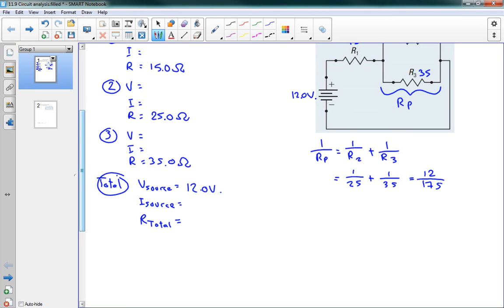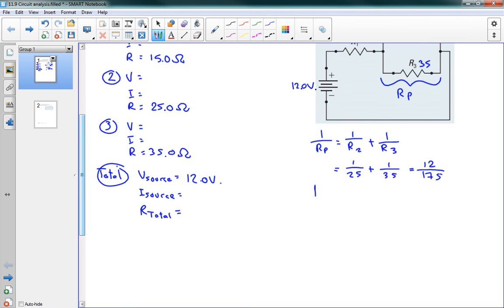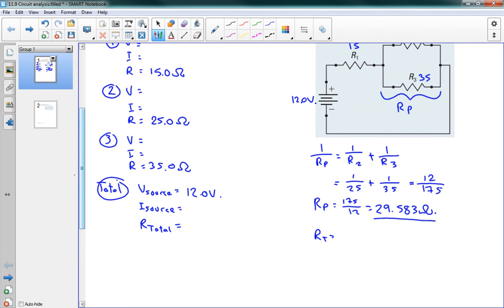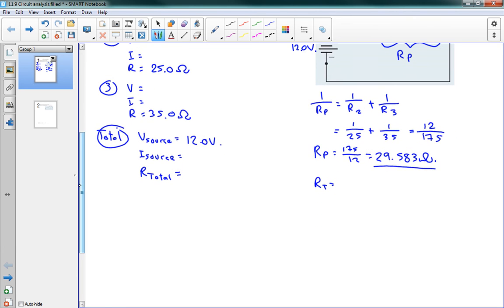So we've got 1 over RP, which means that RP is equal to 175 over 12, and we'll convert that now into a decimal. 29.583 ohms. And notice I'm keeping a bit of extra digits on that because this is not a final answer. This is just a number that we're going to be using for our next calculations. So that's our RP, and R total is going to be, well, if we look back at our system here, now it's as if we have R1 and RP in series. So when we have series resistances, we can just add them together.